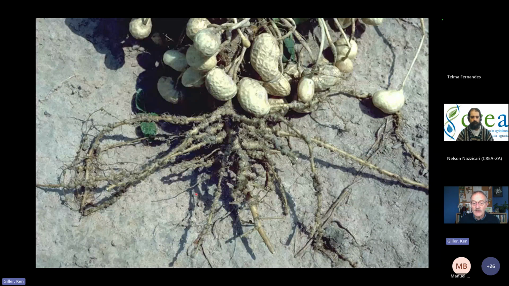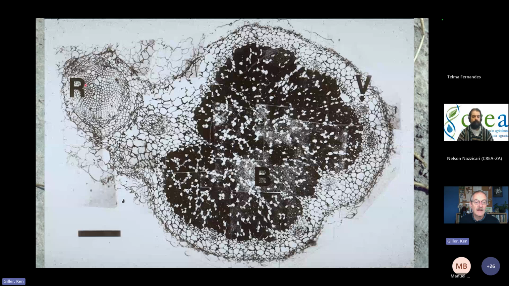Zooming in on the groundnut root system, you can see these roots of groundnut are covered in these round bumps, these nodules. And if we slice through one of those roots, we have the root here in transverse section, the nodule on groundnuts, and you can see the center of the nodule is full of these very densely stained cells. They're packed with bacteroids, the modified bacteria, which is where the process of nitrogen fixation takes place.